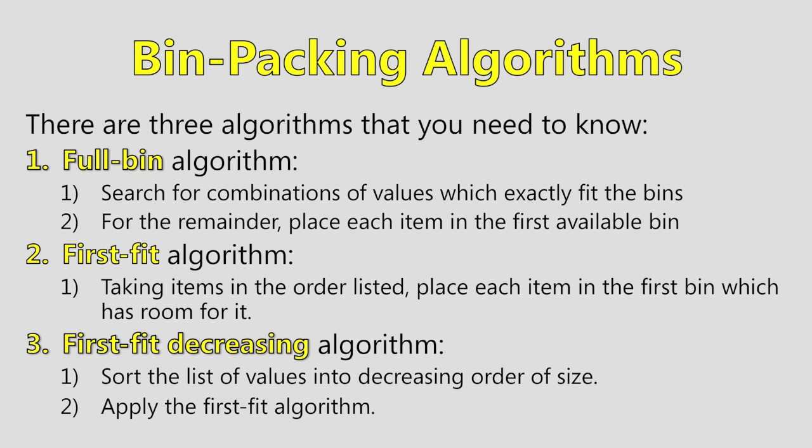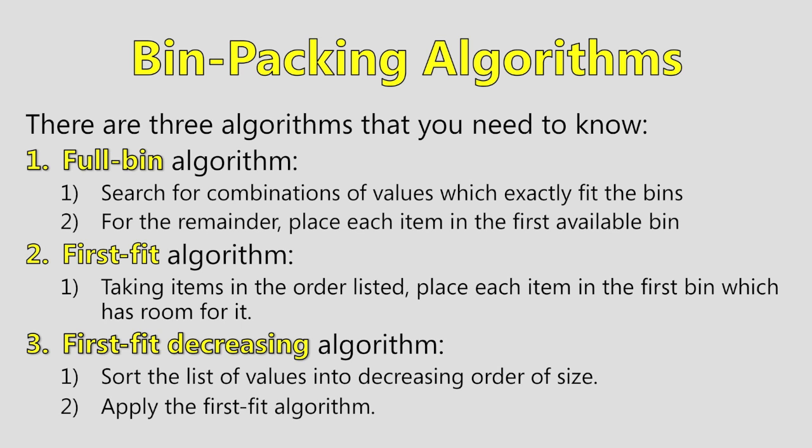And the third algorithm is the first fit decreasing algorithm, which is where you sort the list of values into decreasing order of size and then apply the first fit algorithm, where you take the items in the order listed, which are now in decreasing order of size, and place each item in the first bin which has room for it. Now, as you do the questions, you will find that some of them will use fewer bins than others, and some of them take longer than the other ones, which is never good.